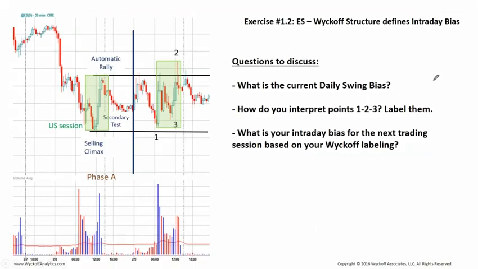So this is down. Okay, great. How do we interpret points number 1, 2, and 3, and how can we label those? We already know what has happened here, so that gives us a lot of clues as to what's going to happen here.